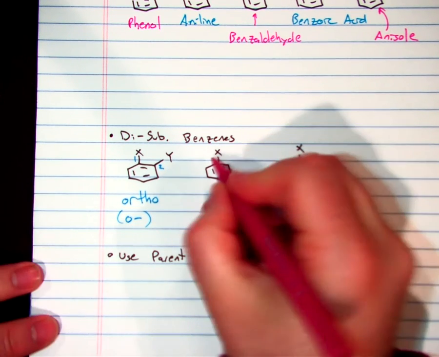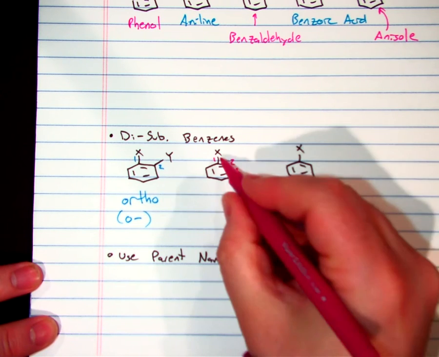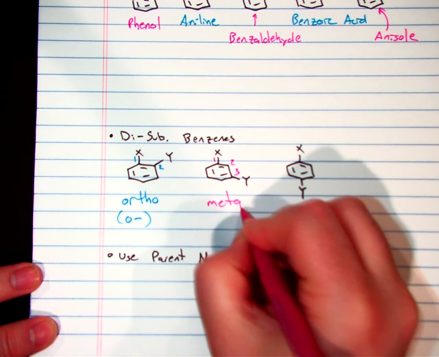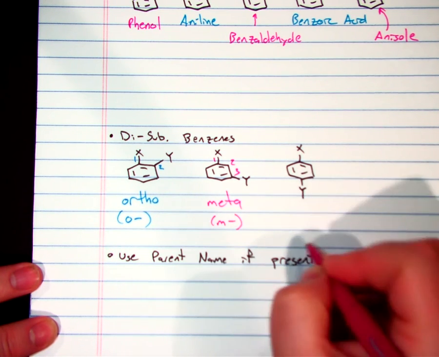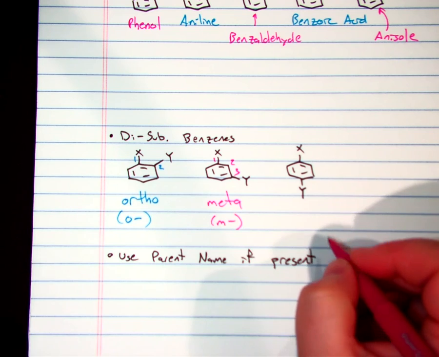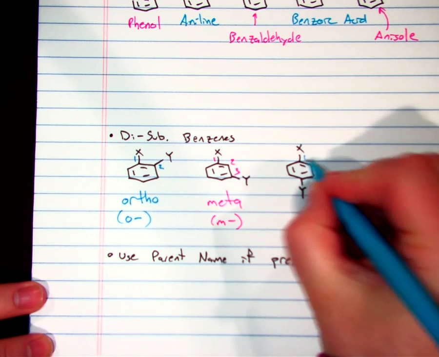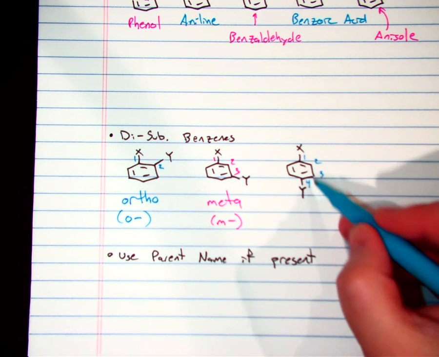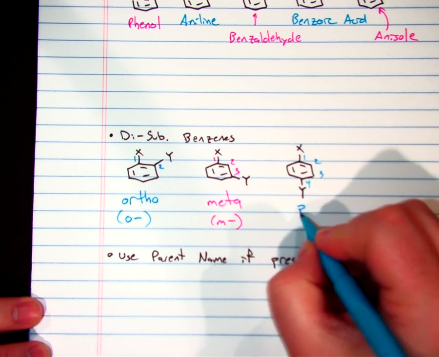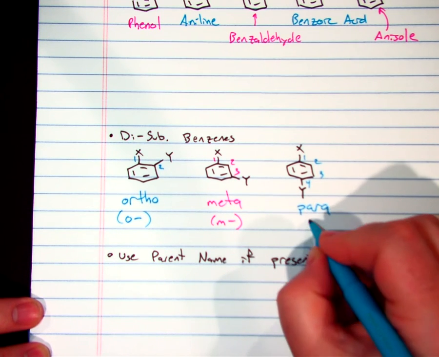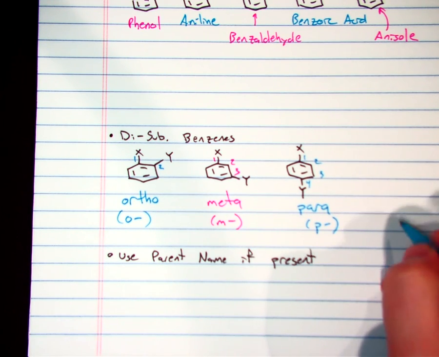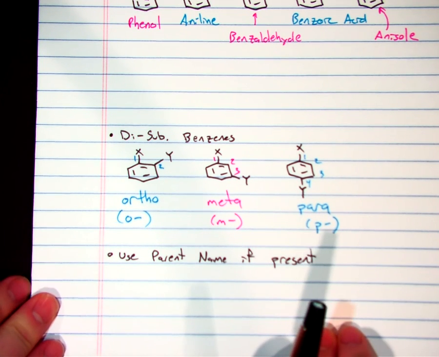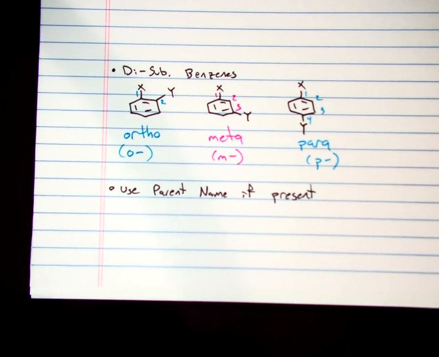If we have a 1-3 relationship, we're going to say that those groups are meta to one another. We can use this meta designation at the front of our structure. And if we have a 1-4 relationship, we're going to say that those are para to one another, and we can use this para designation on our structure. So let's take a look at some names of some di-substituted compounds, show some structures and see if we can come up with some names for these.